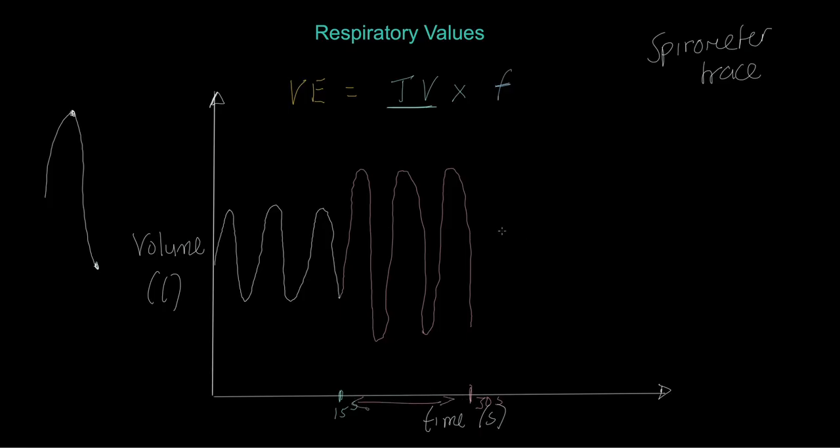I've breathed 3 more times, but this time my tidal volume has gone up. How do we know that? Because from kind of the resting level, the peak is greater above and below. So our tidal volume has increased.